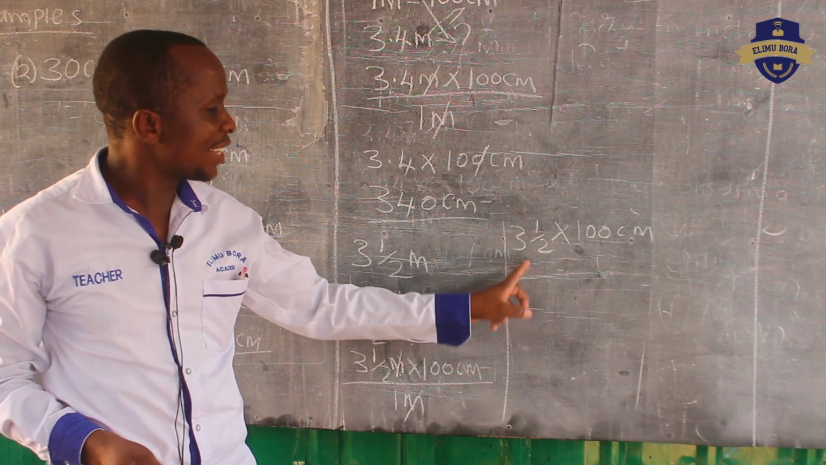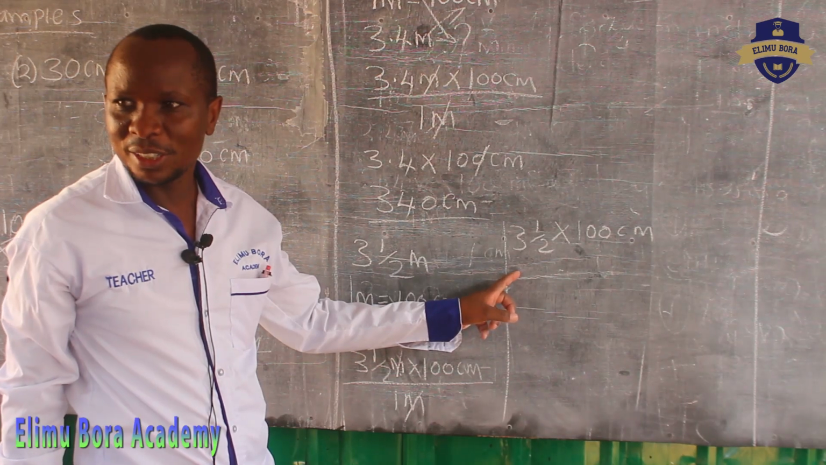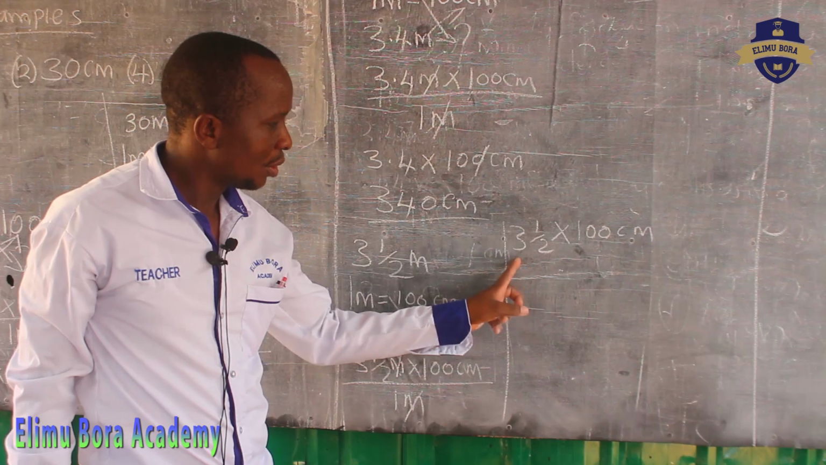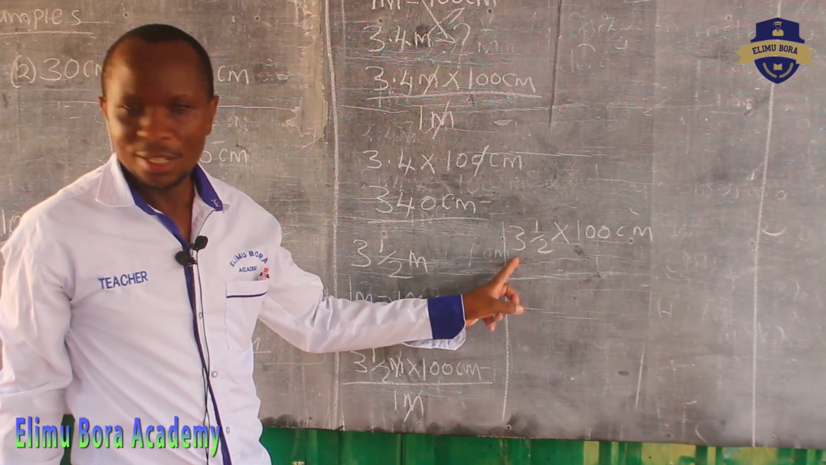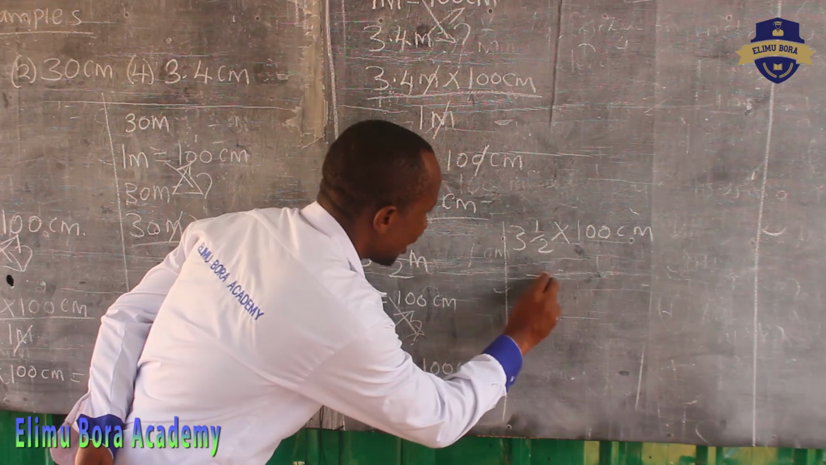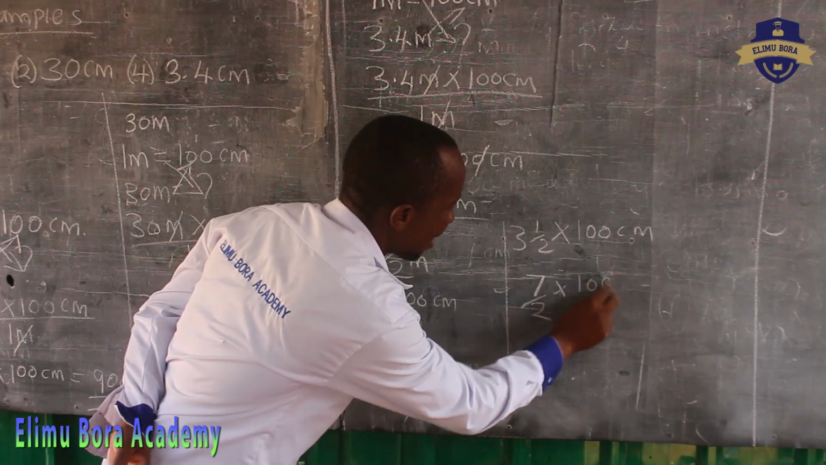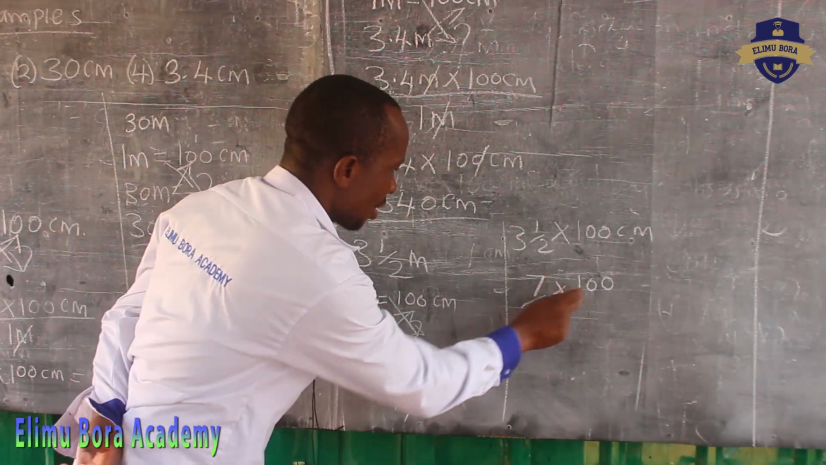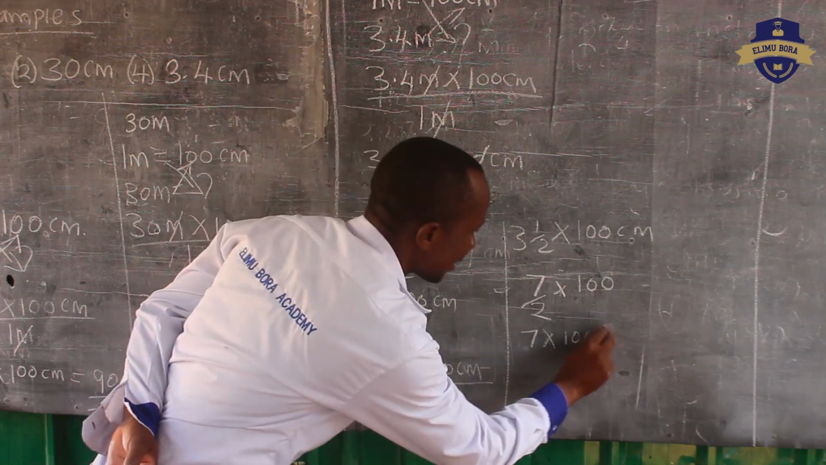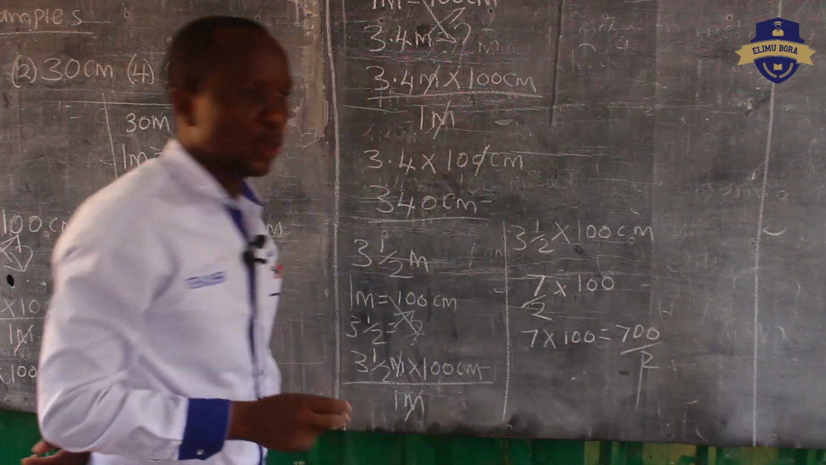We convert this mixed fraction into an improper fraction. We take 2 times 3, what do we get? 6. Then 6 plus 1 is 7, so 7 over 2 multiplied by 100. In this case, you take 7 times 100. What will you get? 700, isn't it? Then we divide by 2.